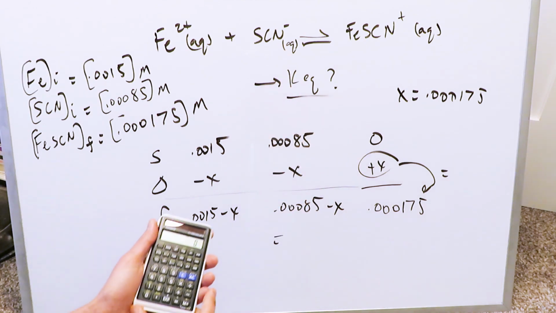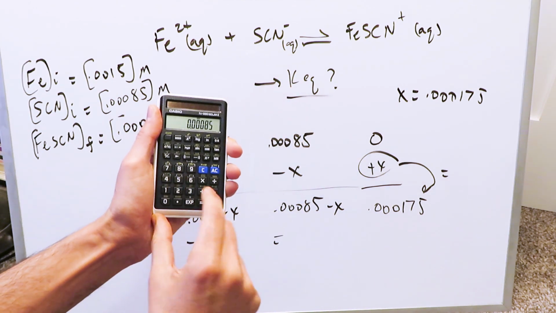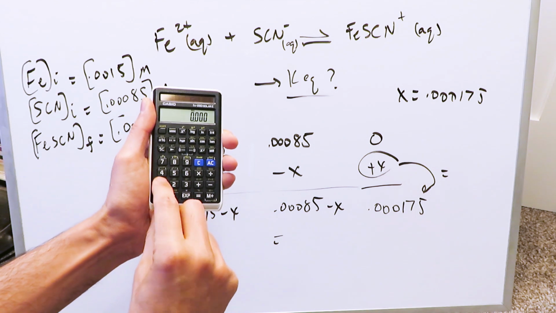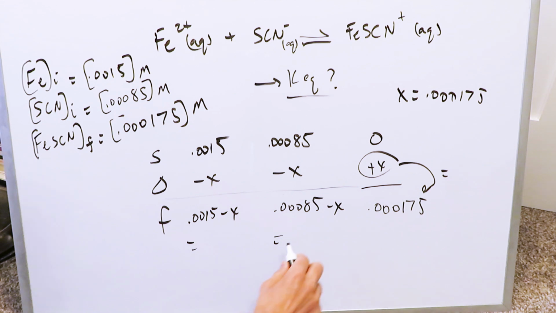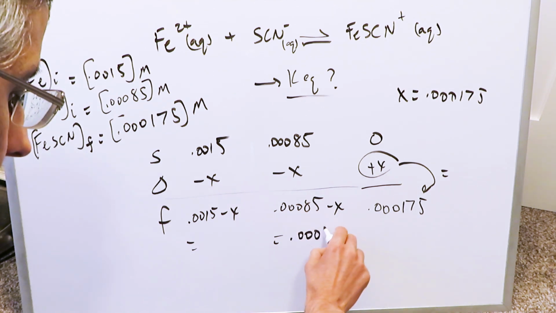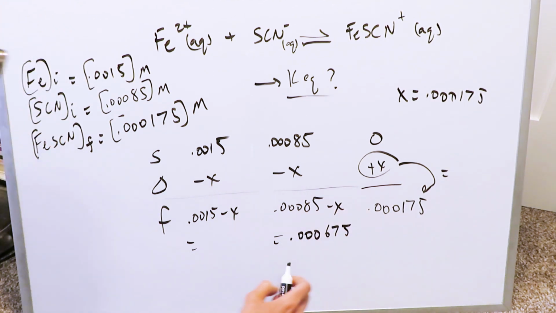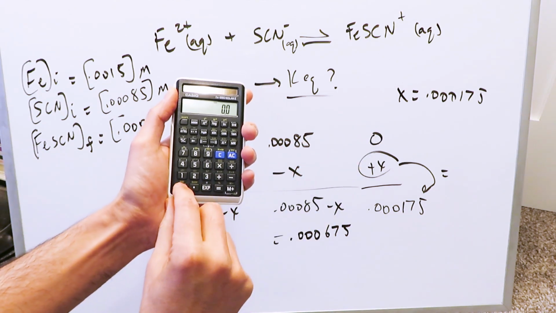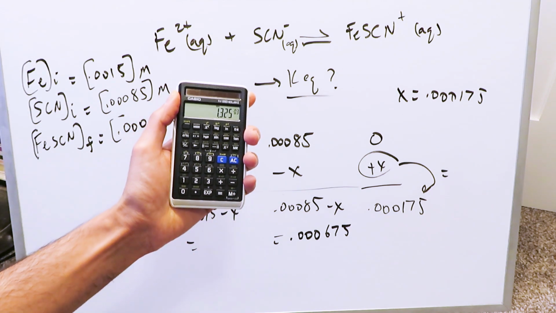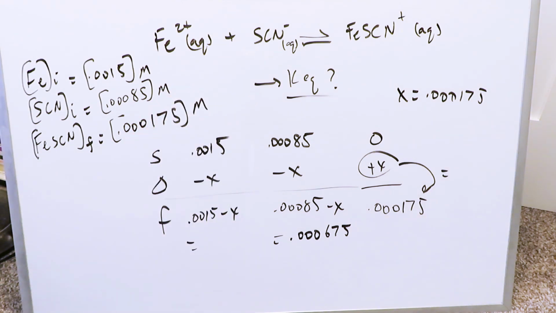For this thiocyanate, you'll have 0.00085 minus that 0.000175. You have a very small value. Let's put it out here. You have 0.000675. That's everything here in terms of molarity, moles per liter. You will do the same thing right here. 0.0015 minus that x value, 0.000175. I get here a pretty small value, not as small as that. It's 0.001325.